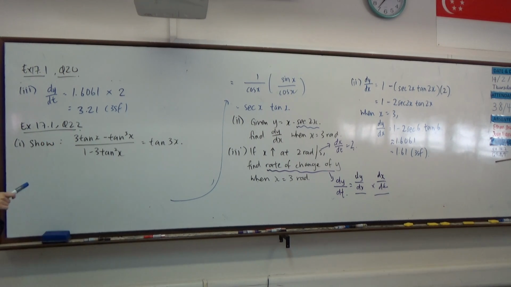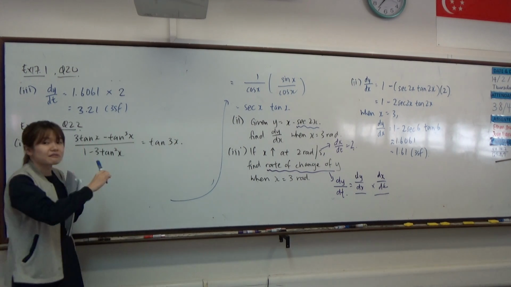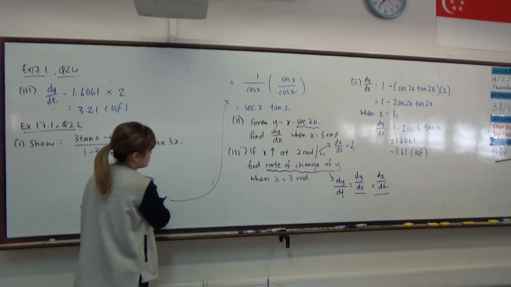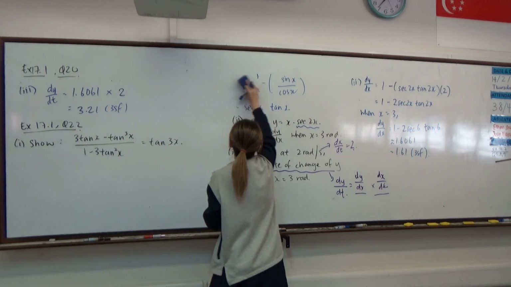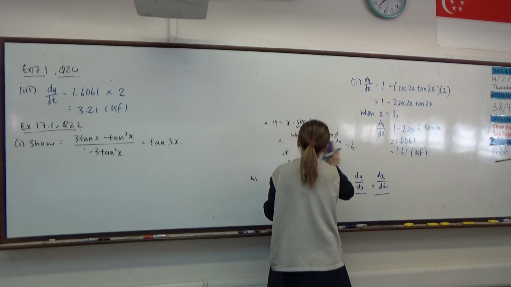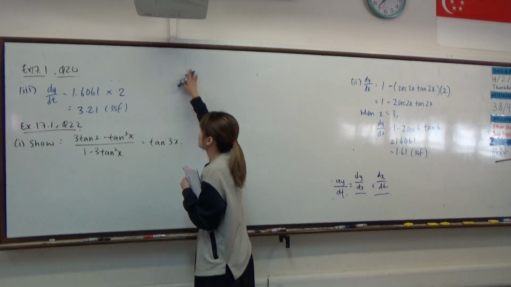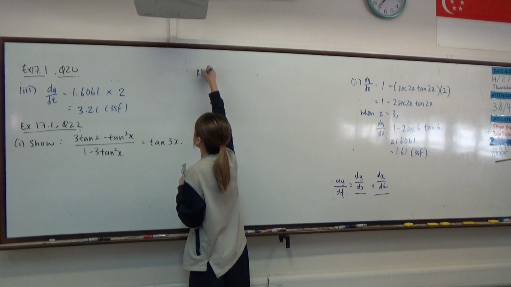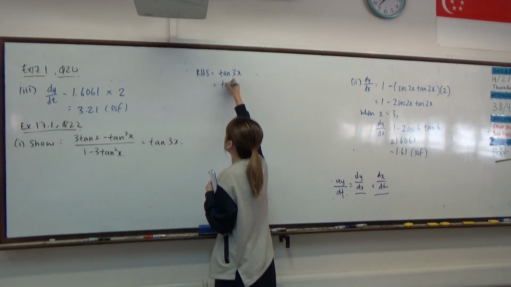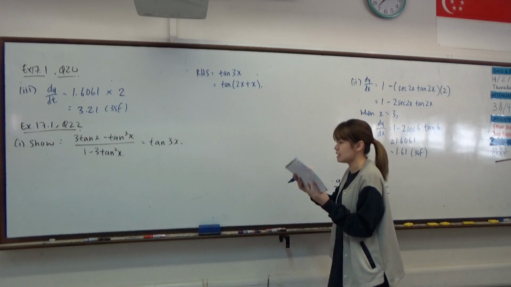Double angle isn't that straightforward for us. So it is somewhat easier if we start from the right hand side. 3x is equal to x plus 2x, so we use our addition formula instead. If you choose the right hand side, 3x is equal to 2x plus x.